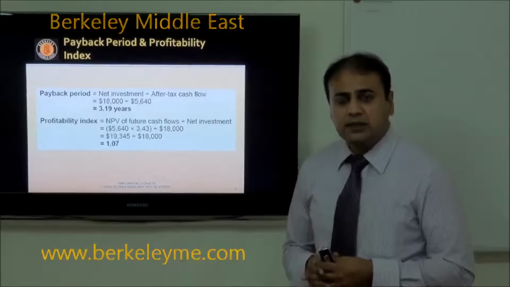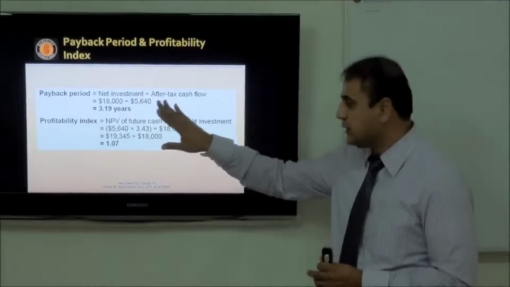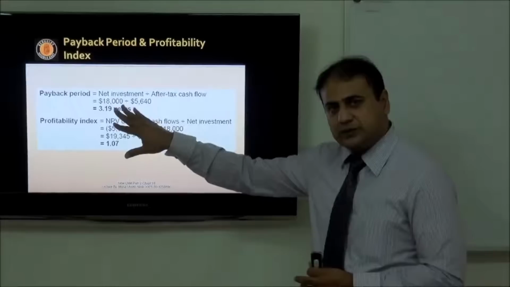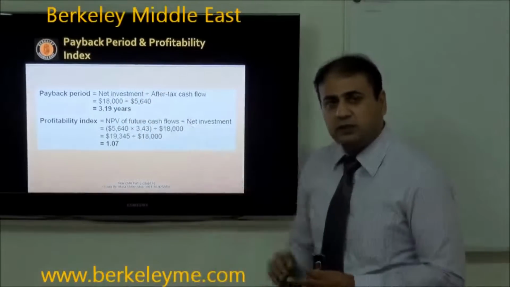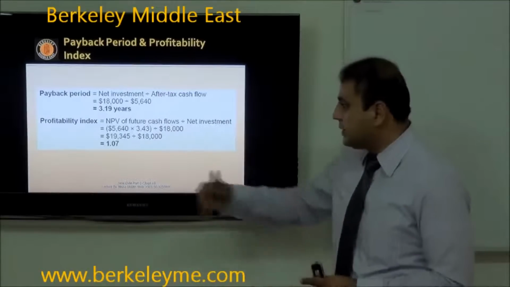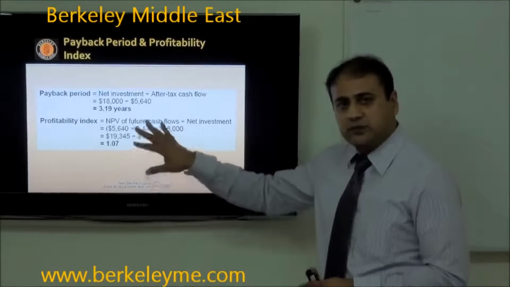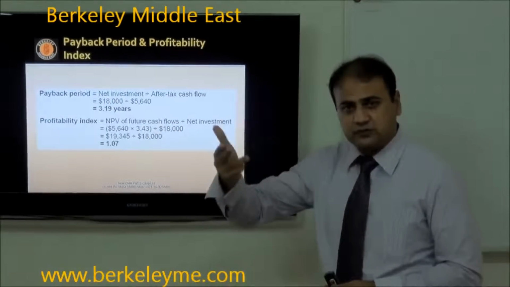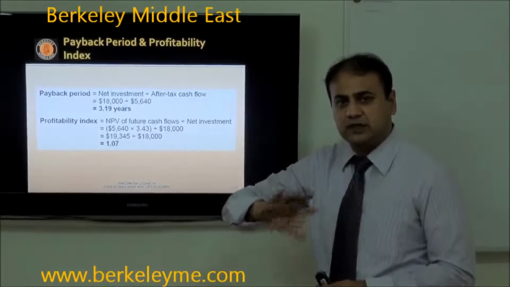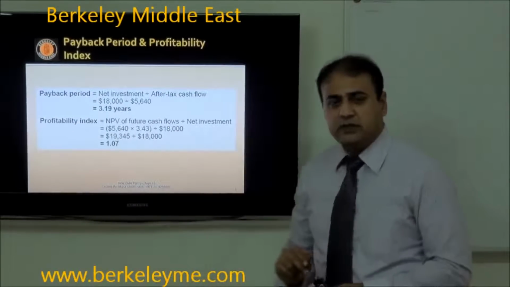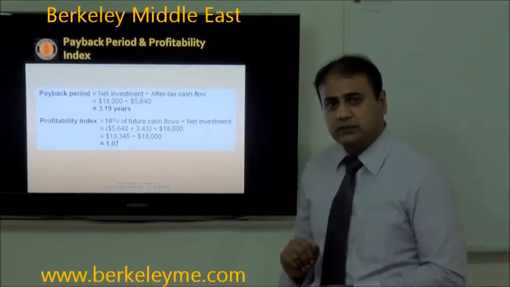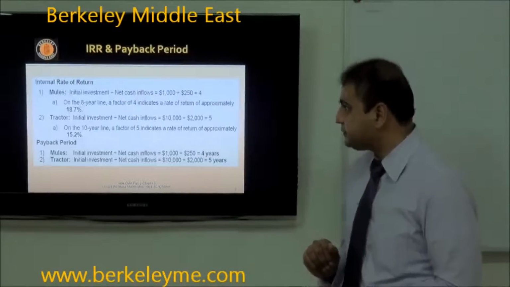This is the payback period, where we take net investment divided by after tax cash flows. We can see here in this situation, in 3.19 years we get back whatever we invested initially, that was $18,000. And we have the profitability index, which is equal to the net present value of the future cash flows. Whatever cash flow we receive in the future, we have to calculate its net present value as of today, and then divide it by the net investment. So it will show us in index form what the real profitability is.